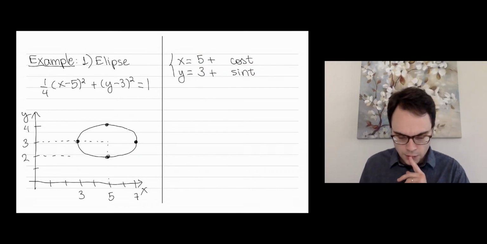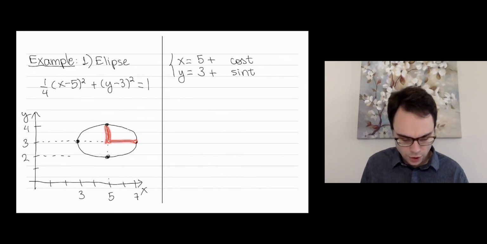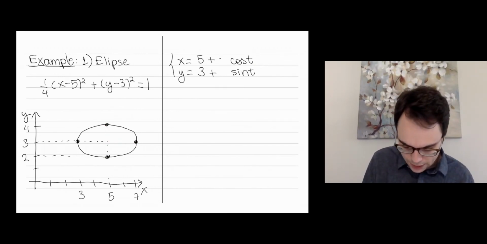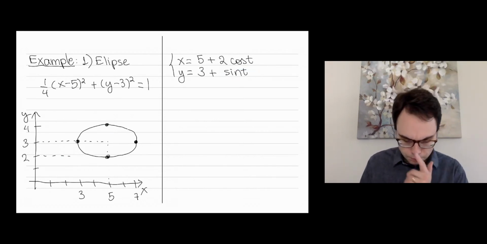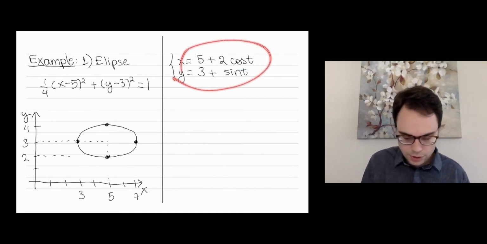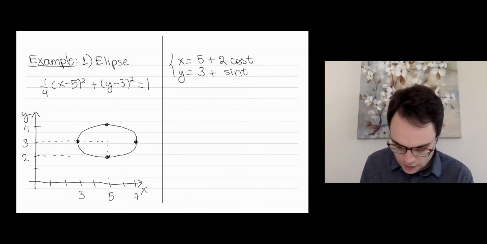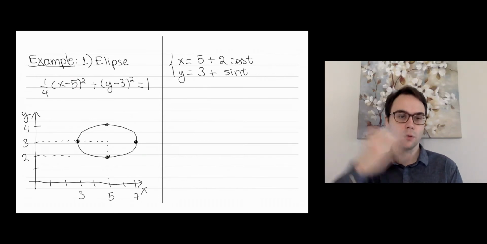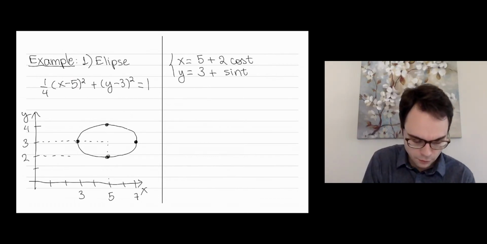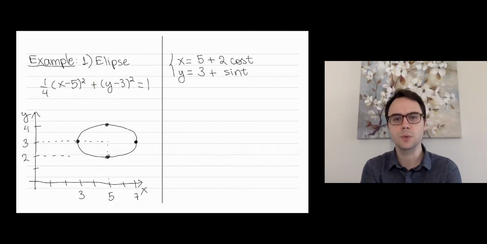So the key here is I want to stretch in the x direction by 2, and in the y direction I don't want to stretch at all. So I'm just going to multiply the cosine by 2 over here. Just leave the sine as it was. Now, this is my guess for a parameterization of the ellipse. Let's see if the equation is satisfied. So if x is 5 plus 2 cosine t, here x minus 5 is going to be 2 cosine t, so that squared gives me 4 cosine squared t. The 4 then cancels with the denominator, and the first term just gives me cosine squared of t.